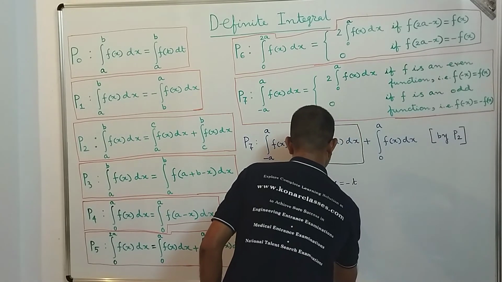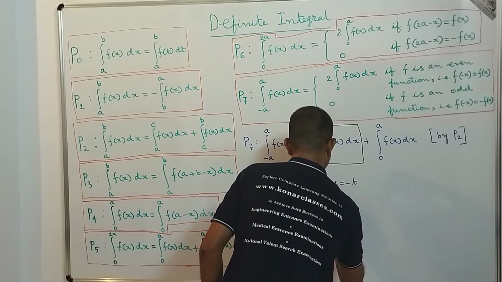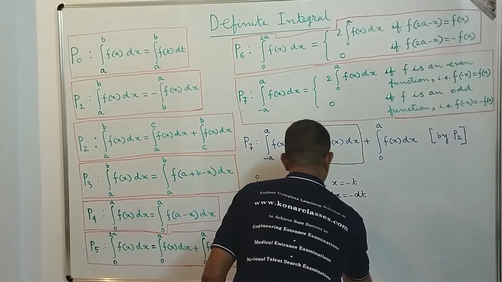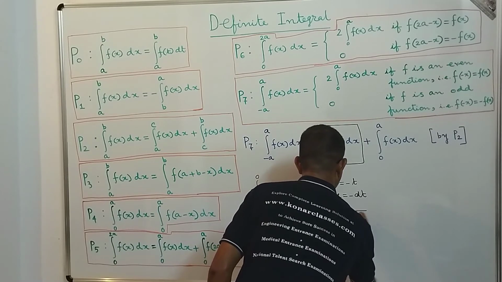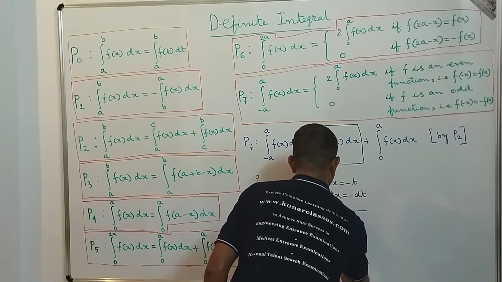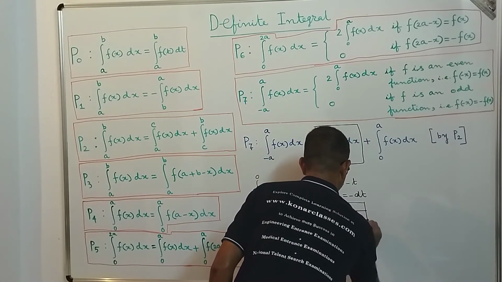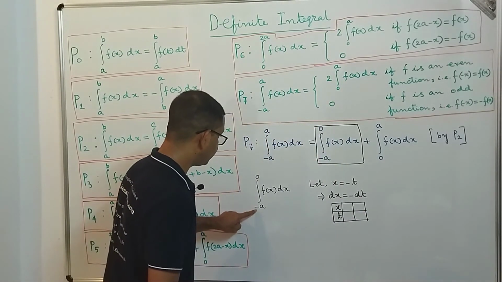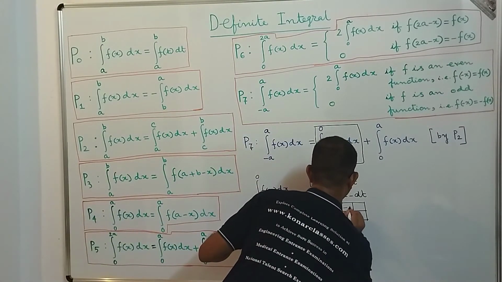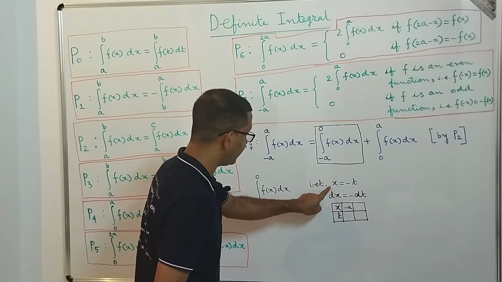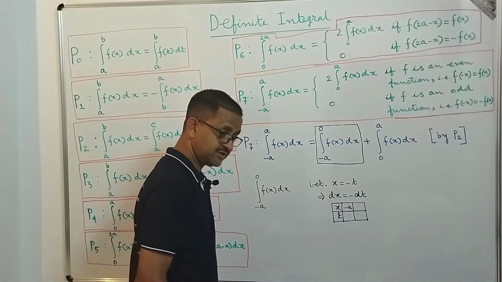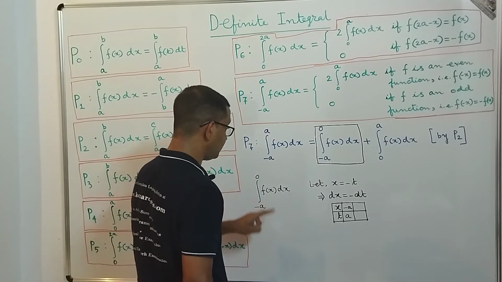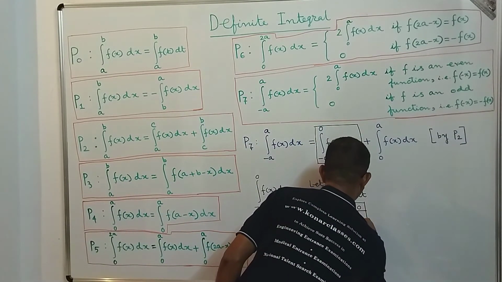So this implies dx is equal to minus dt, and we need to take that new limit with respect to the variable t from the variable x. For that we are constructing this small table. When x is equal to minus a, t should be equal to a, because x equal to minus t. And when x is equal to 0, t should also be equal to 0.